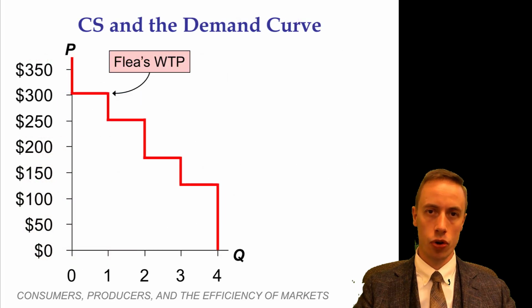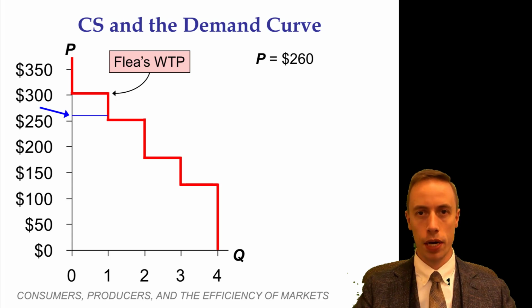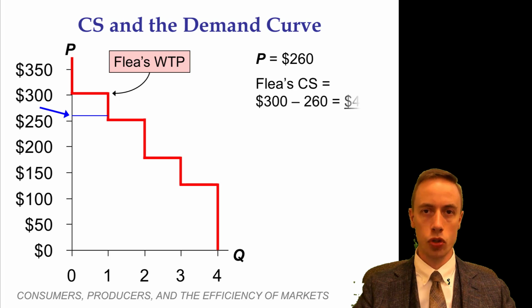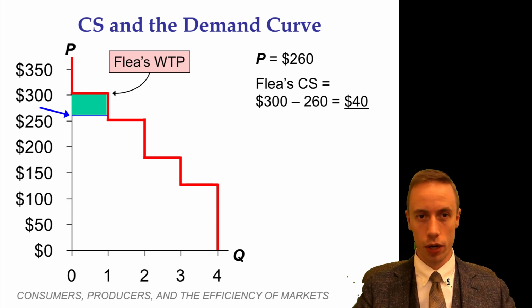Here is our demand curve from earlier. And for our first example, we're going to stick with the iPad having a price of $260. Again, consumer surplus will be the difference between that and Flea's willingness to pay, which is $300. But there's a geometric interpretation as well.